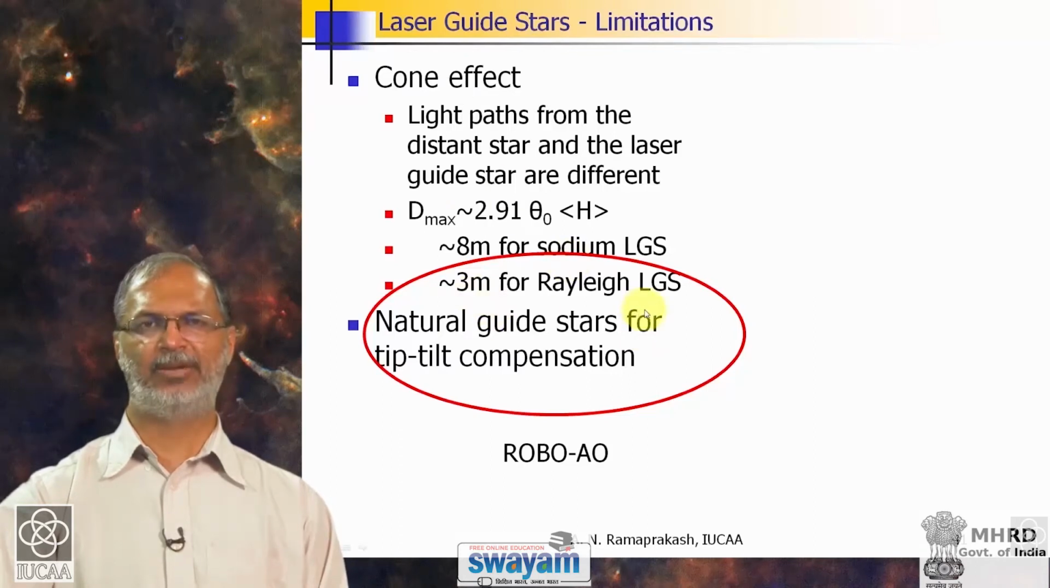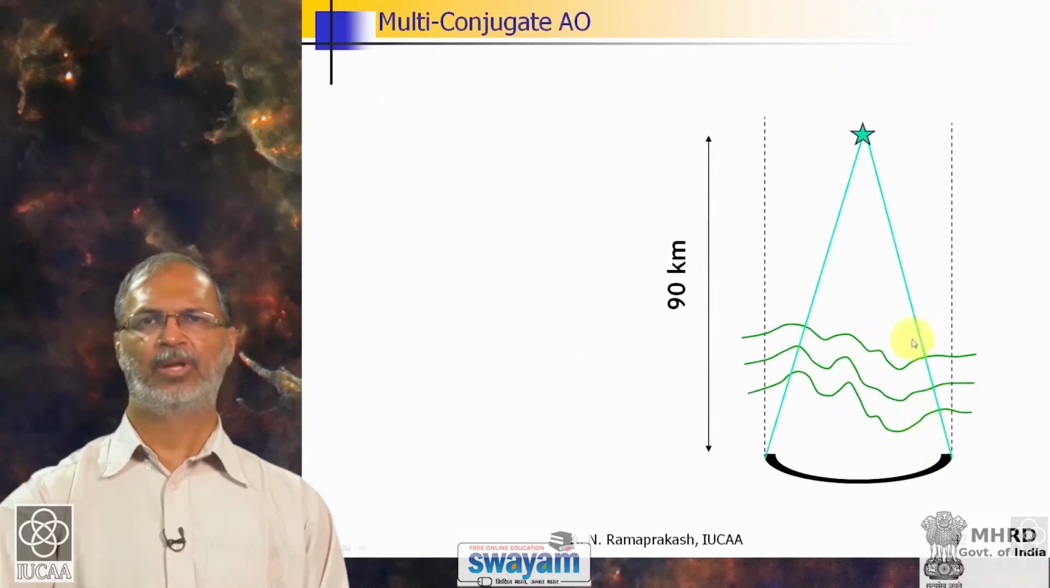So, with a 3 meter diameter telescope, even with a laser which goes only up to 10 kilometers in height, and using natural guide stars for tip tilt compensation, you can develop a very effective adaptive optic system which works for small telescopes. One such system is called RoboAO, a robotic adaptive optic system which automatically compensates for atmospheric turbulence, and it works very well for small telescopes. On the other hand, when the telescope aperture diameter becomes large enough, this cone angle effect becomes more serious.